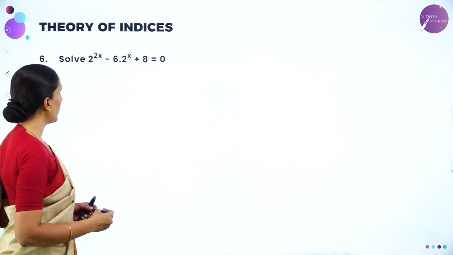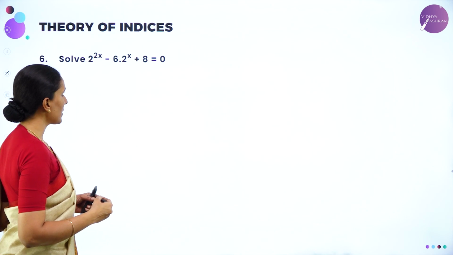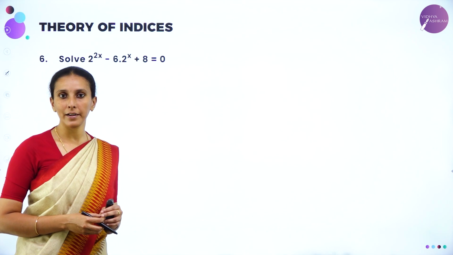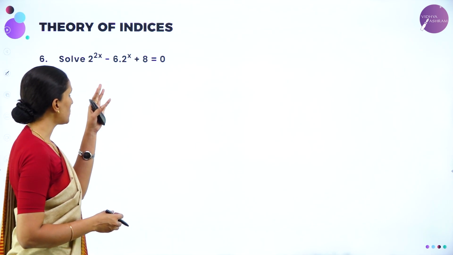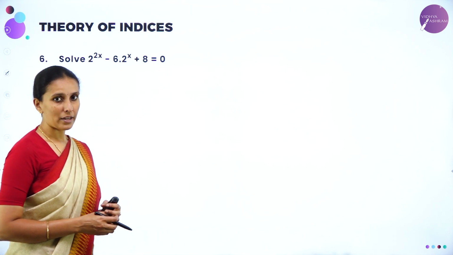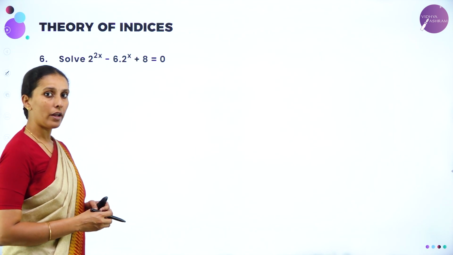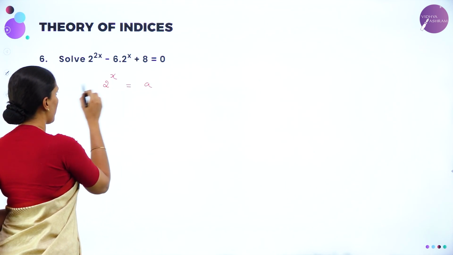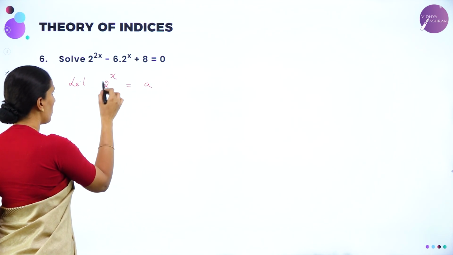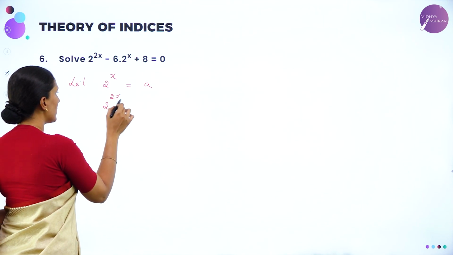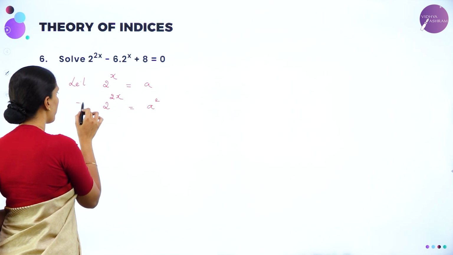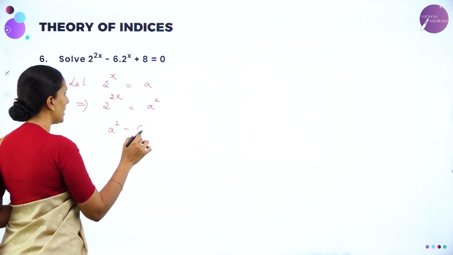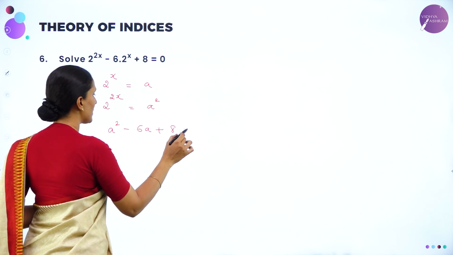Next. Solve 2^(2x) minus 6 into 2^x plus 8 is equal to 0. So we have the exponent in the form of a quadratic equation here. So we can make a substitution of some algebraic factor and solve the value for x. Now here let me take 2^x is equal to some a. Now when I square on both sides, 2^(2x) can be written as a square. Now substitute here, then we will get a square minus 6a plus 8 is equal to 0.